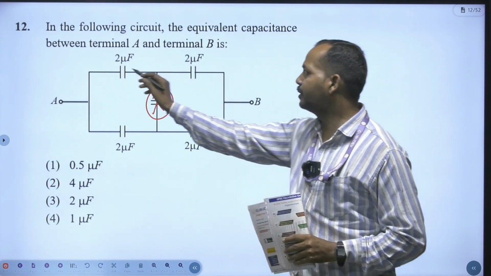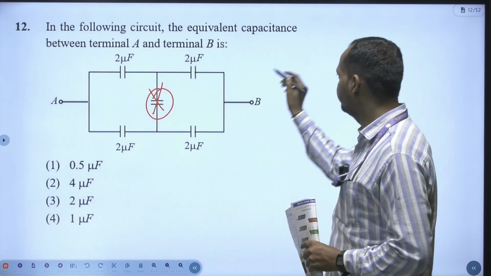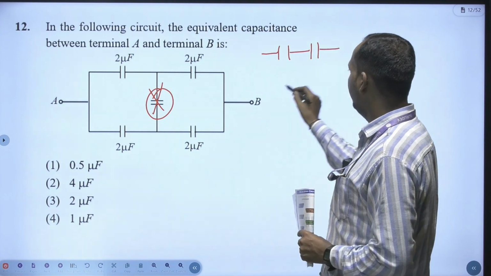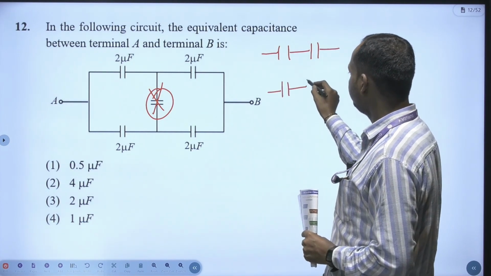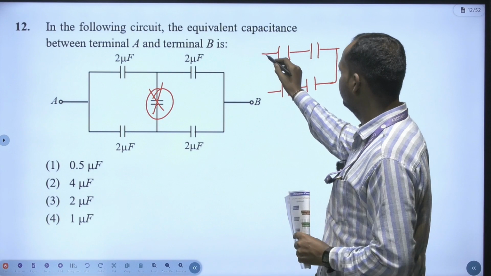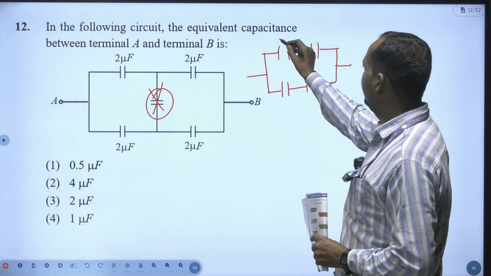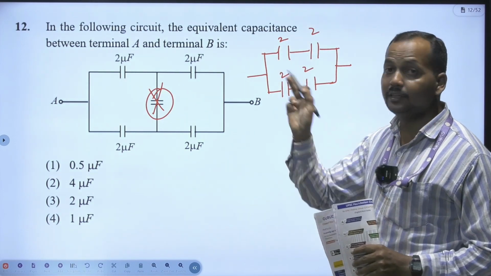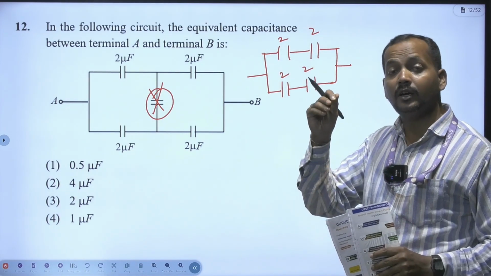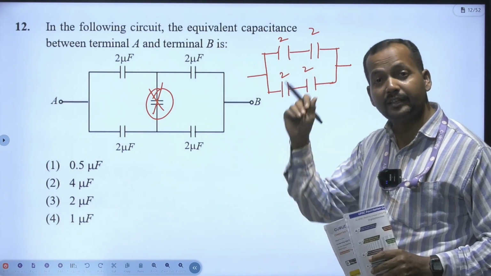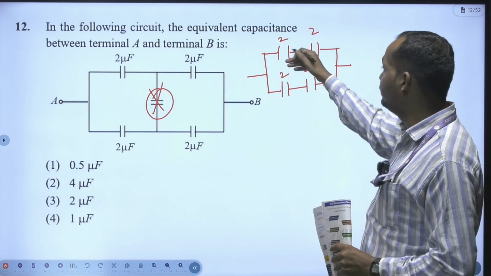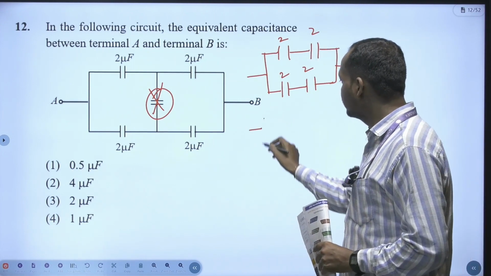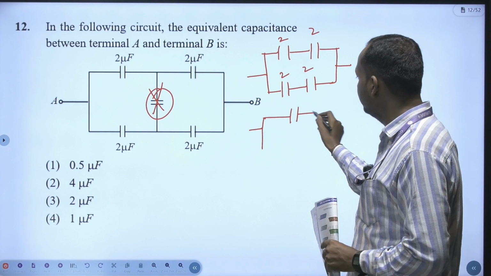Hence here this becomes 2. These two are in series, and these two are in series. All are 2 microfarad. For these two in series, it is not simply 2 plus 2 added. It is 1 by C equal to 1 by C1 plus 1 by C2. Based on that, it will be C by 2, nothing but 2 by 2, which is 1. Your equivalent capacitor will be 1 here.